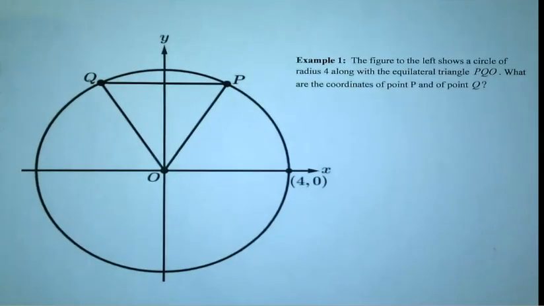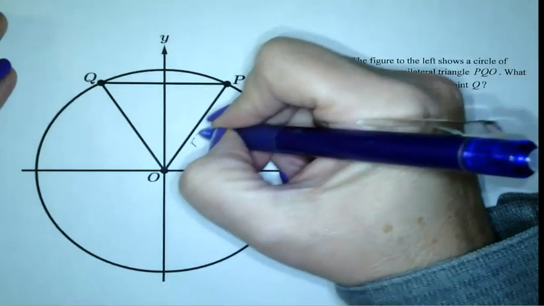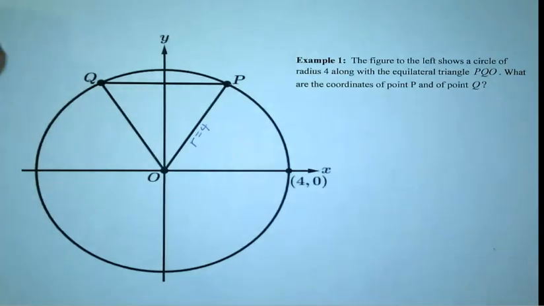All right, so example number 1: the figure at the left shows a circle of radius 4. So that means from the center to the point on the circle, r equals 4. And it's an equilateral triangle. So we've created this equilateral triangle right here. What are the coordinates of point P and of point Q? Let's step back for just a minute and fall back on some of the things that we've been learning.